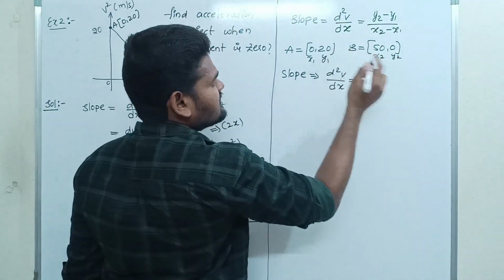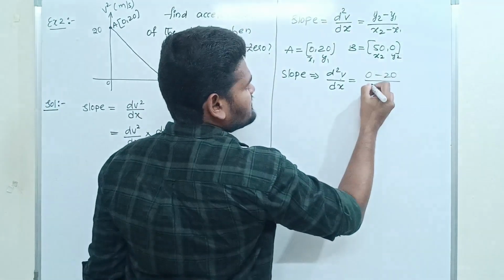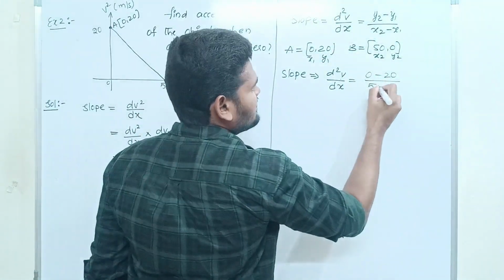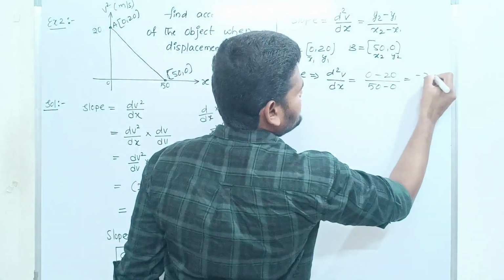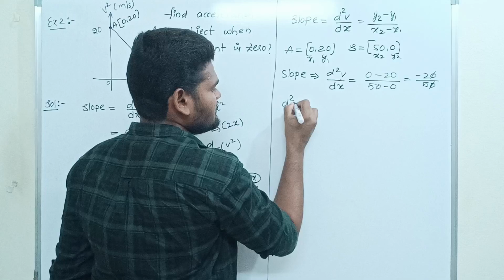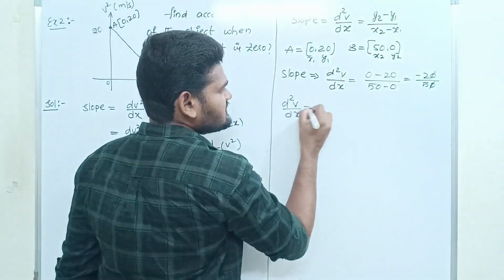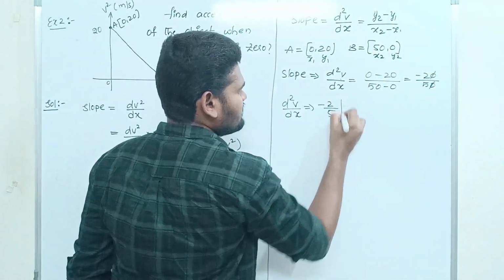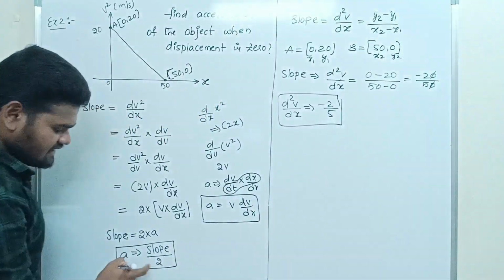y1 is 20, divided by x2, how much? 50 minus 0, that is equal to minus 20 divided by 50. The zeros cancel out, and we get dv by dx is equal to minus 2 by 5. Just substitute in this equation.